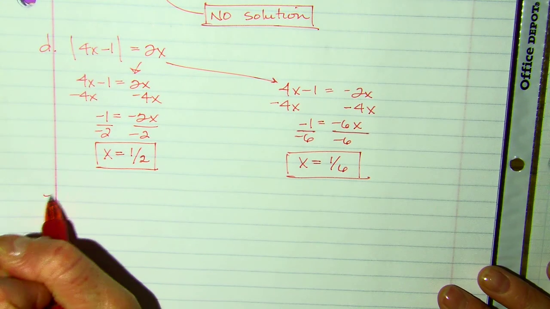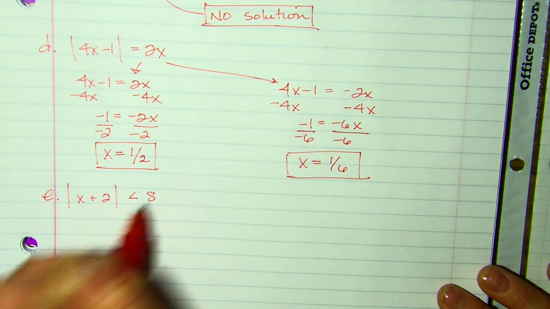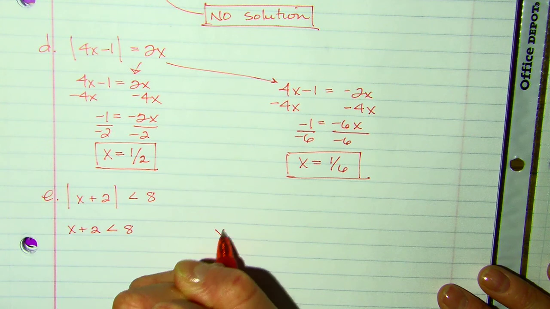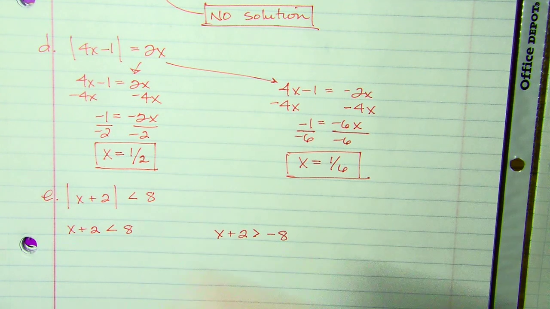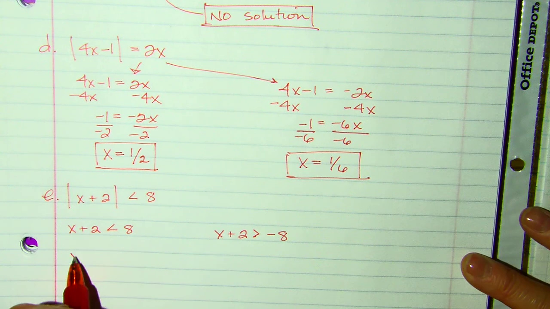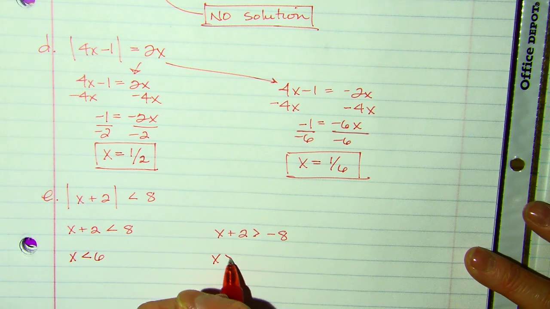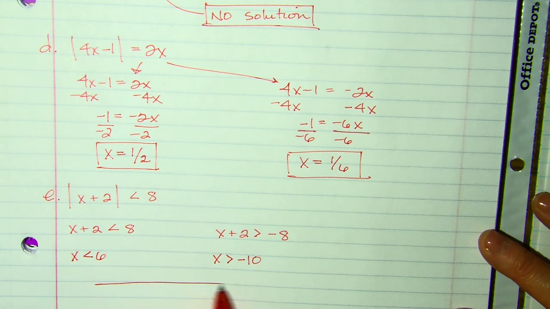E, the absolute value of x plus 2 is less than 8. So my two equations are x plus 2 is less than 8 and x plus 2 is greater than negative 8. Remember, I have to change both when it comes to an inequality. So if I subtract 2, x is less than 6. If I subtract here, it's greater than negative 10.